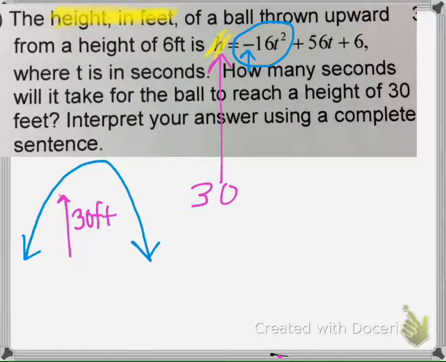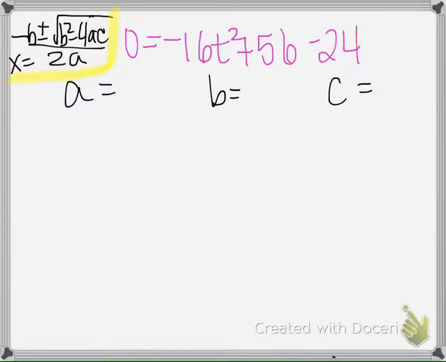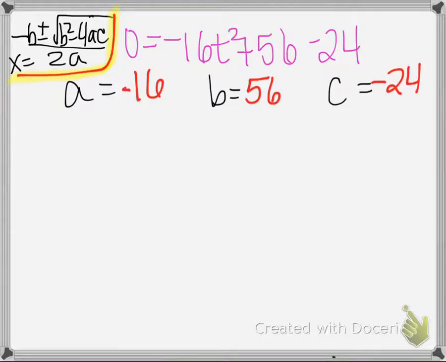So we have 5 different methods that we've learned to do that. We can graph, we can complete the square, we can use the quadratic formula, we could try factoring, lots of things to try. For this video's purpose, I'm going to use the quadratic formula. For the quadratic formula, we need to identify our a value, our b value, and our c value, and then we're going to plug it into our formula.